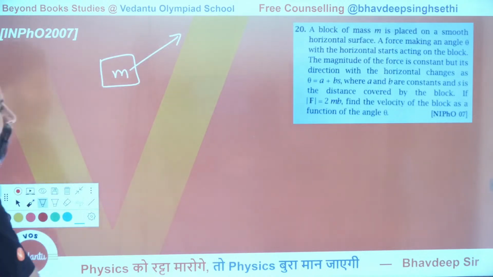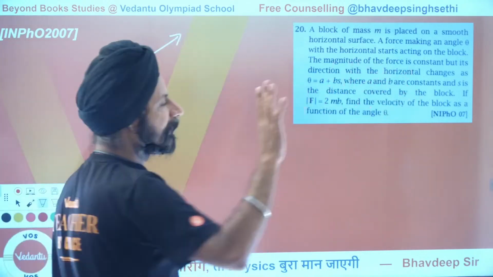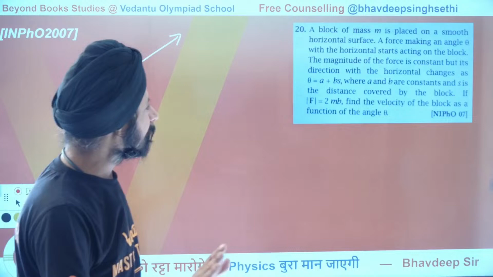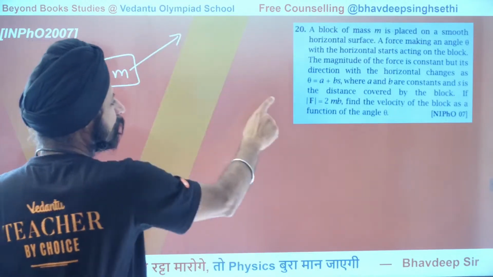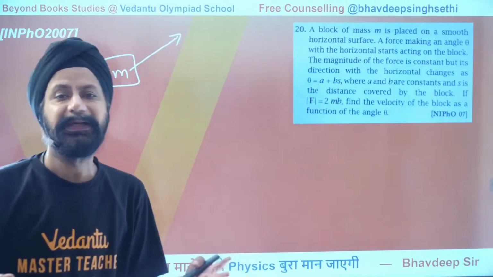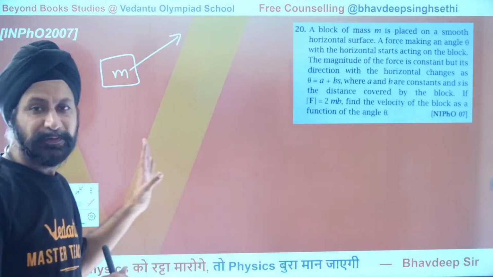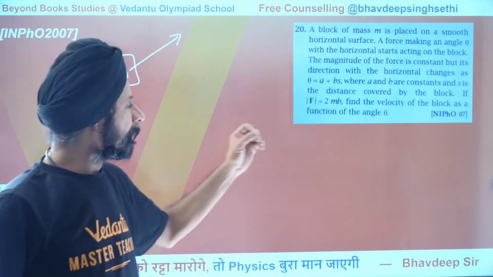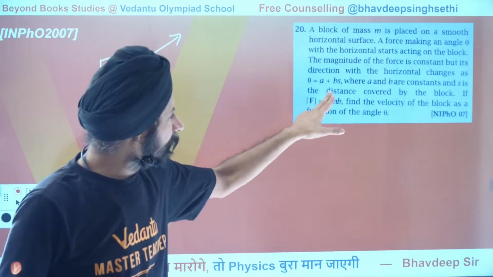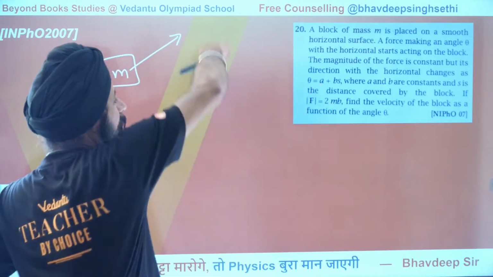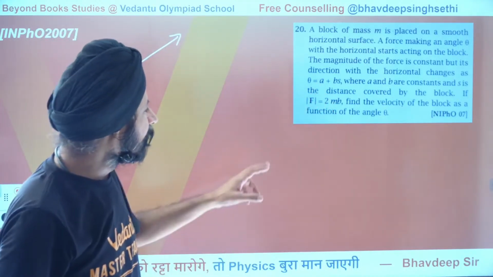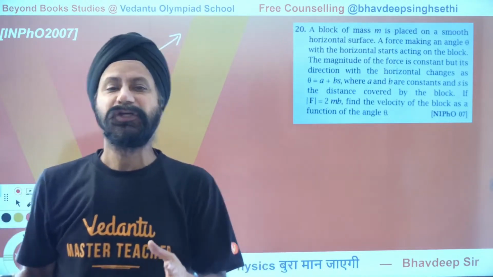But what changes is, they're saying the force remains constant, as in the magnitude remains constant, but the direction keeps changing as theta is equal to A plus BS. So when position was 0, angle theta was A, position changes to some value S, it becomes A plus BS, and continuously it is changing. Find the velocity of the block as a function of angle.